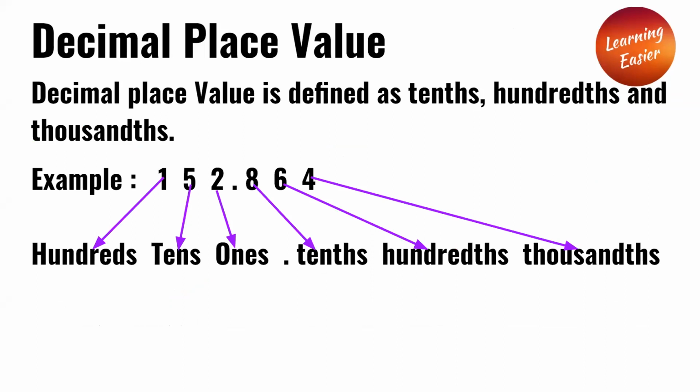Decimal place value. Decimal place value is defined as tenths, hundredths, and thousandths. Example, 152.864. 1 is in the hundreds place, 5 is in the tens place, 2 is in the ones place. And then we have the 8, which is in the tenths place, 6 is in the hundredths place, and 4 is in the thousandths place.